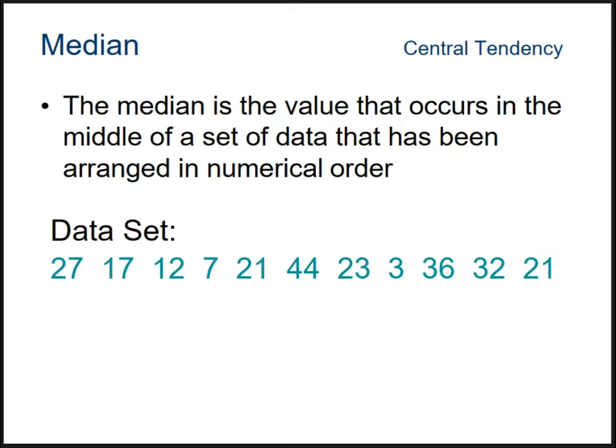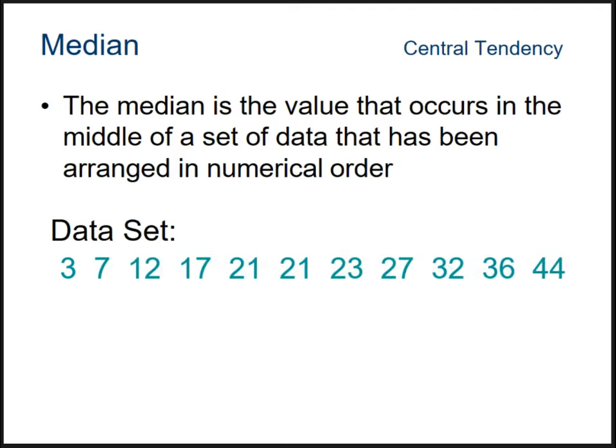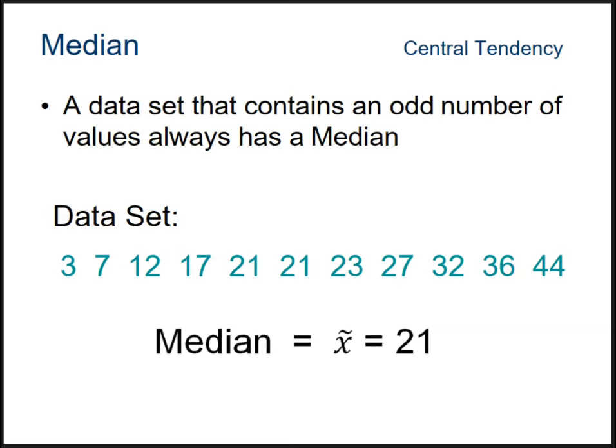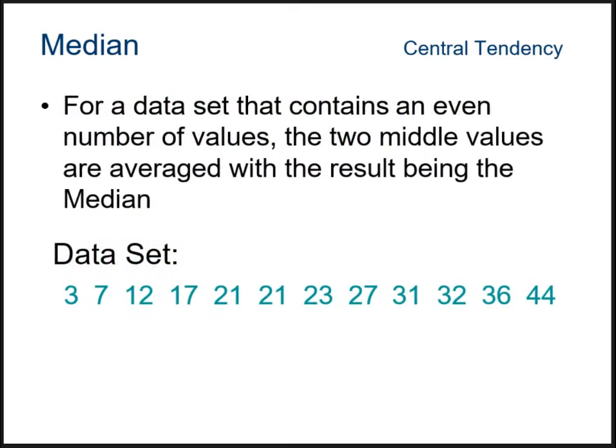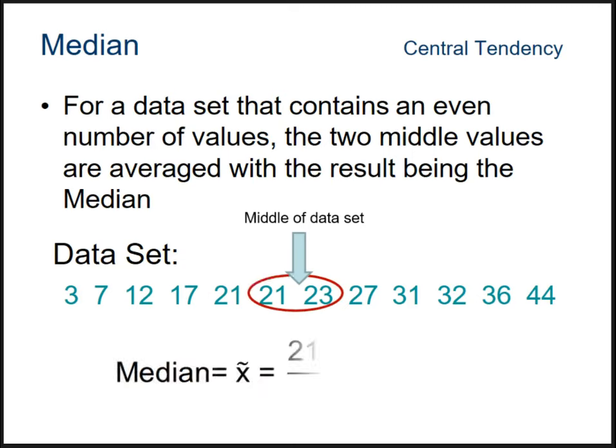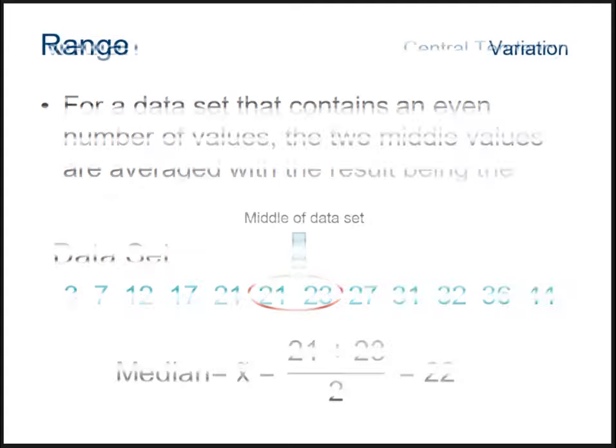So this is an example where they take the numbers, put them in order from 3 to 44. And if you look at this, 21 is the median. If you look at that, there are 5 numbers to the left and 5 numbers to the right. So it's in the dead center. So the median of this data set is 21. This one has an even number of values. So it occurs between 21 and 23. When this happens, you take those two numbers and find the average of those two. So you would add 21 and 23 together, divide by 2, you get 22 as the median.